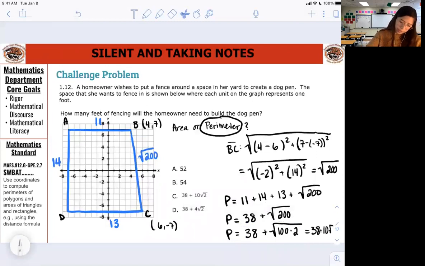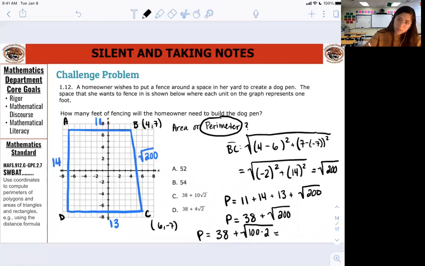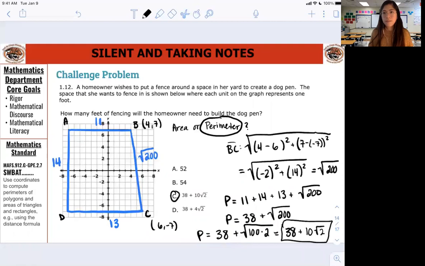I ran out of room. Let me fix that. But that looks like it's going to be answer choice C. Questions on this problem. That last step was the hardest one. So just making sure that we understand how they got that answer, 10 square root of 2. Do I have any questions on that? No?